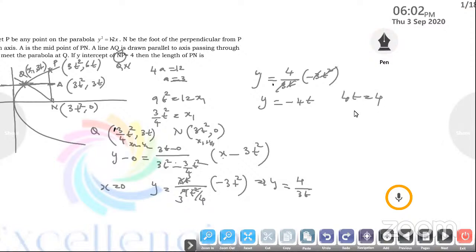So we have t is equal to 1. When I put t is equal to 1, we get the point P. P is given by (3, 6), and N is given by (3, 0). So we can find out the value of PN. PN is nothing but the distance between (3, 6) and (3, 0). The answer is nothing but 6. So this is the answer for the first question.